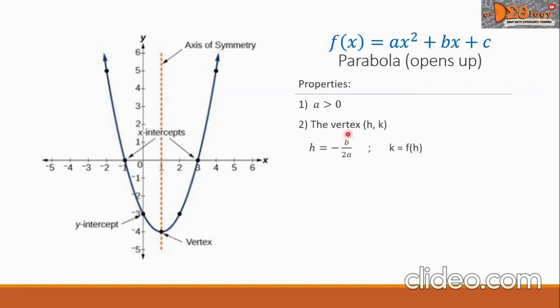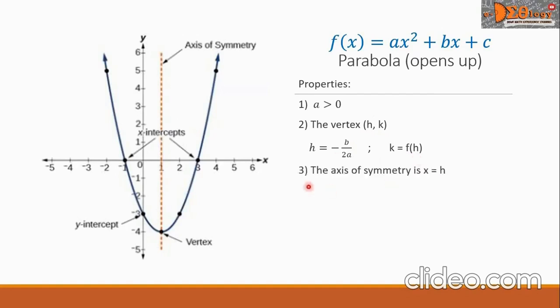Property number 2 is the vertex. This is the vertex, the lowest point of the parabola that opens upward. And the ordered pair of the vertex is (h, k). The formula for h equals negative b over 2a. Take note, the b here is the coefficient of x, while the a is the coefficient of the x squared. And the k value equals f of h.